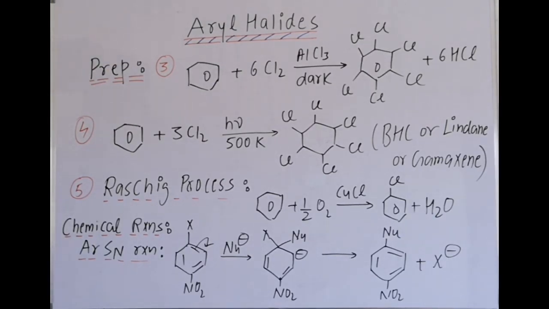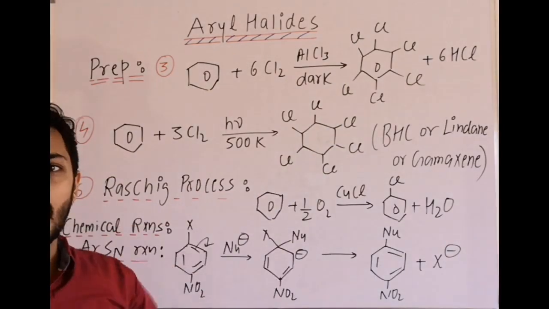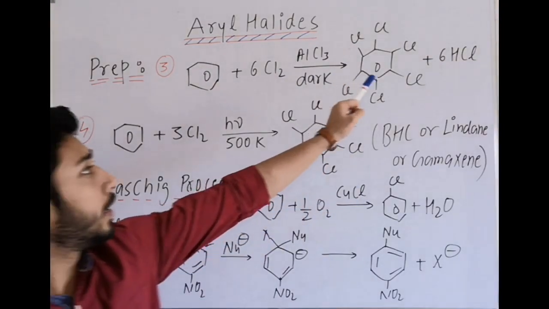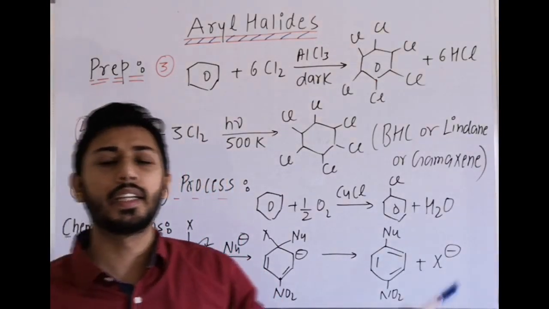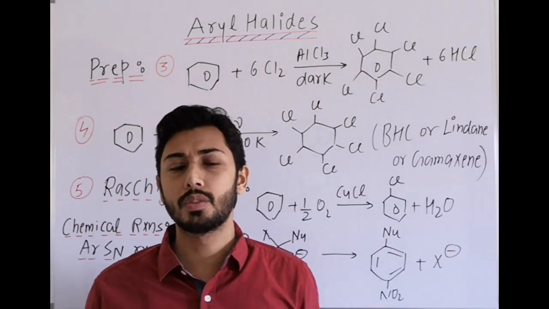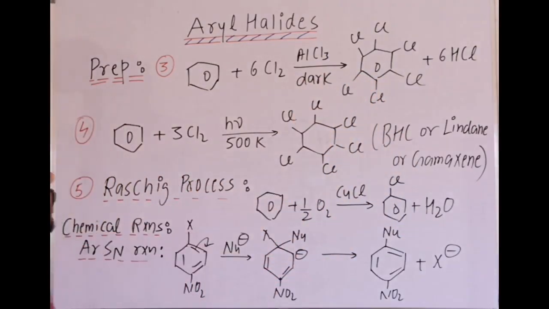Now next reaction is benzene with excess of chlorine in presence of AlCl3. Dark cold conditions are there. Then it forms a compound. All H will be substituted by Cl, that is hexachlorobenzene is formed. These are direct NCERT reactions. Electrophilic aromatic substitution it is.